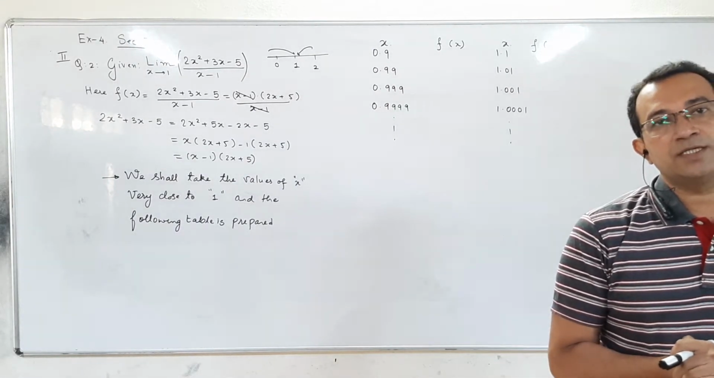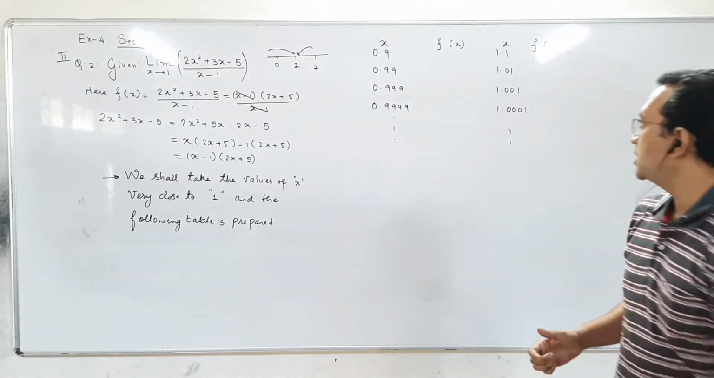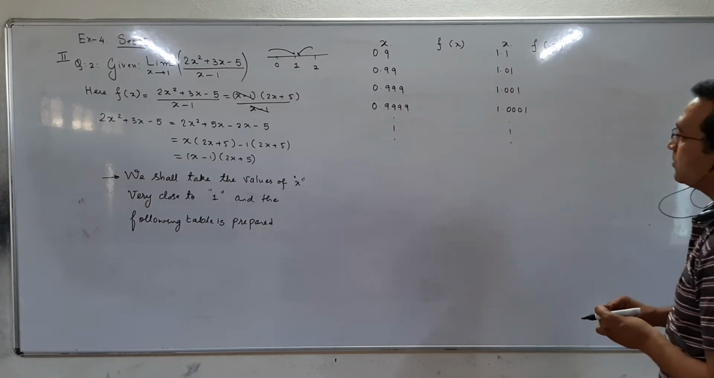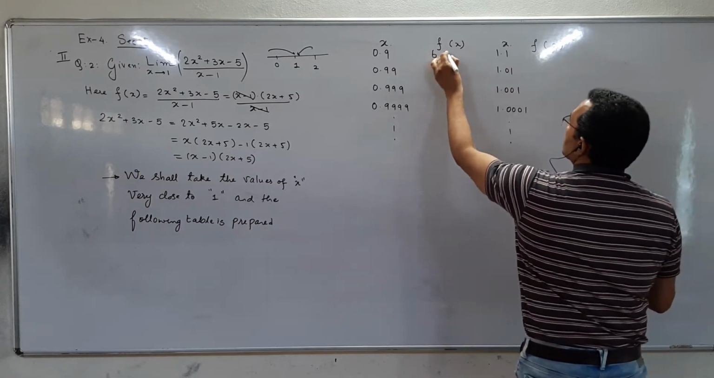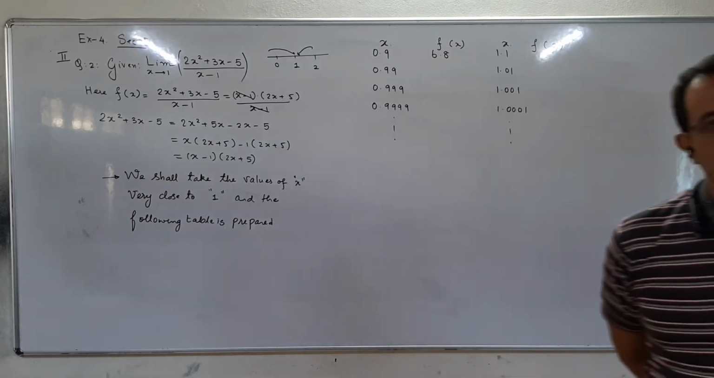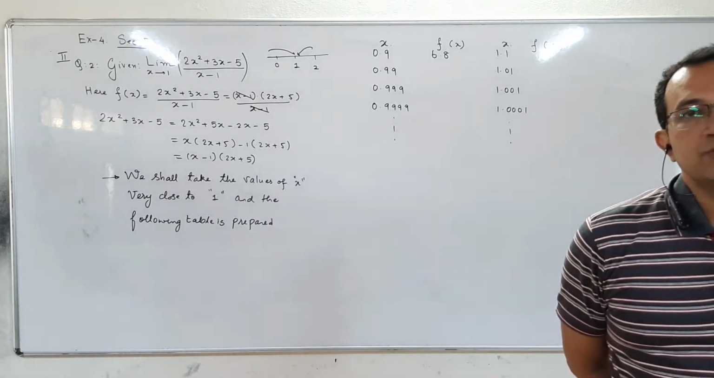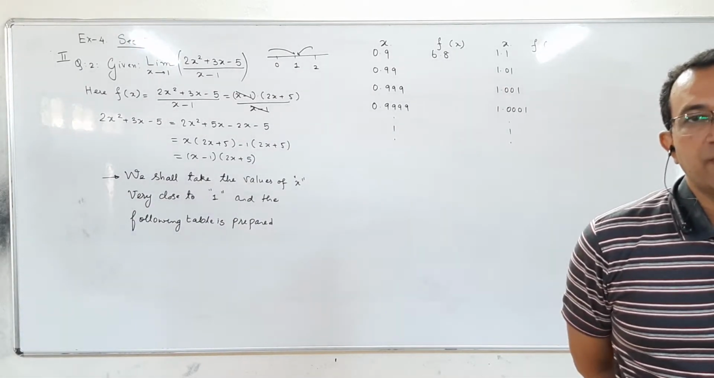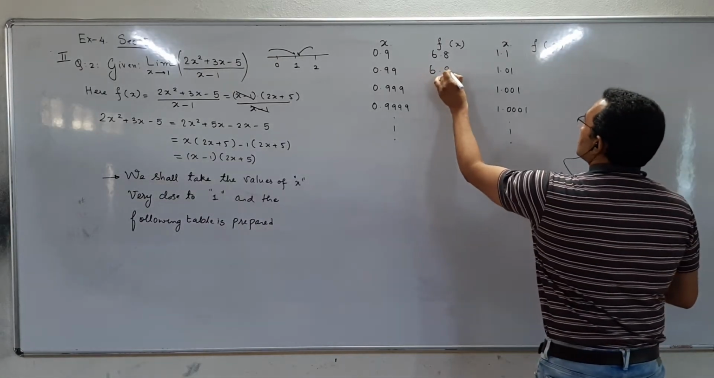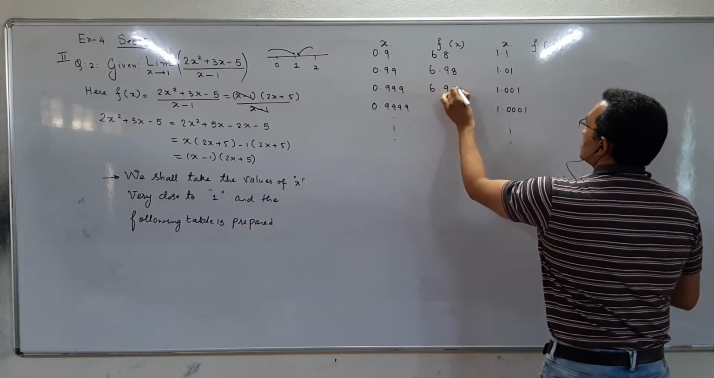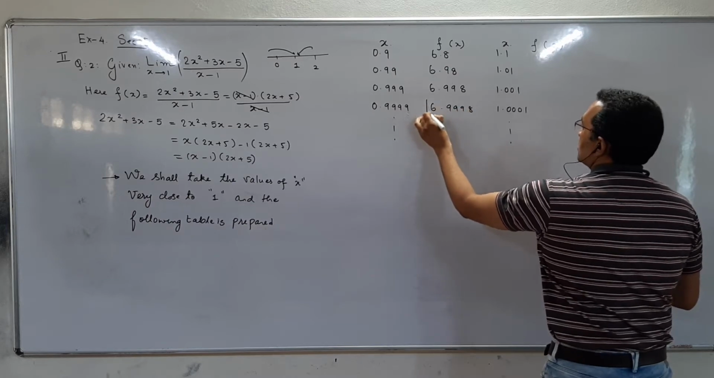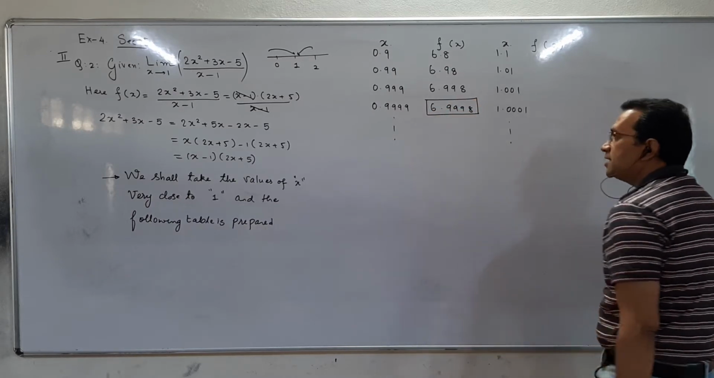Check here, if I write 0.9, 2 into 0.9, students, is how much? The answer is 1.8. 1.8 plus 5 will be 6.8. Then this is 0.99 into 2. Now you know 100 into 2 is 200. So 0.99 into 2 will be 1.98 plus 5, so 6.98. This will be 6.998. This will be 6.9998. And onwards, this is approaching definitely 7.